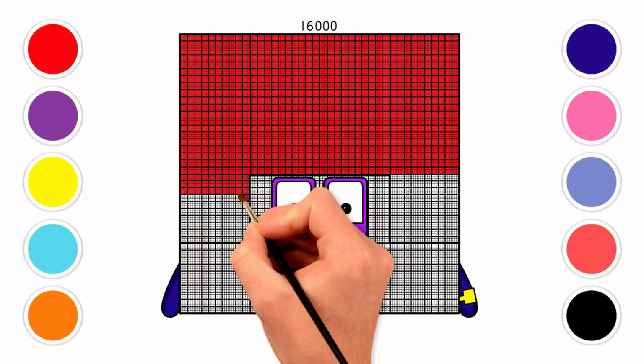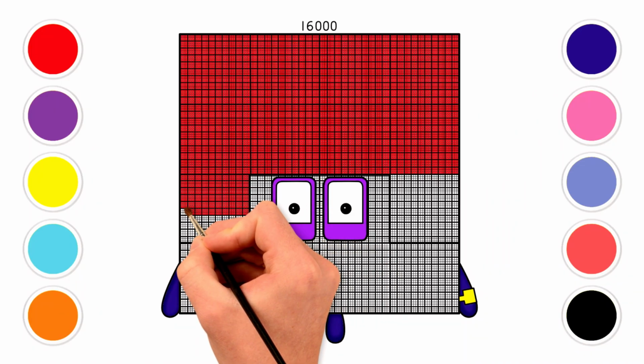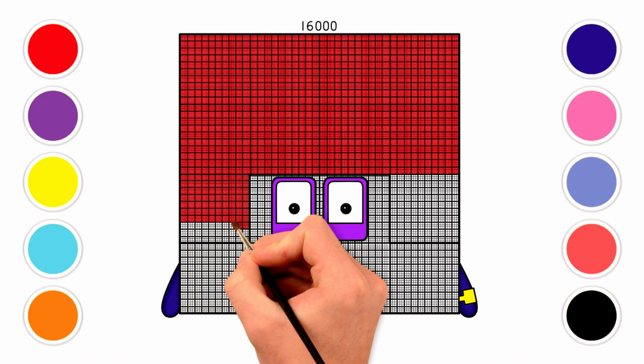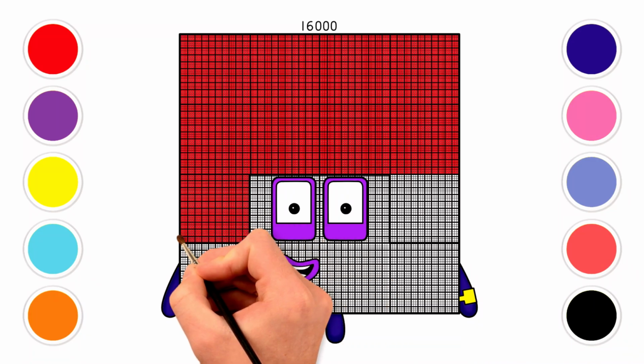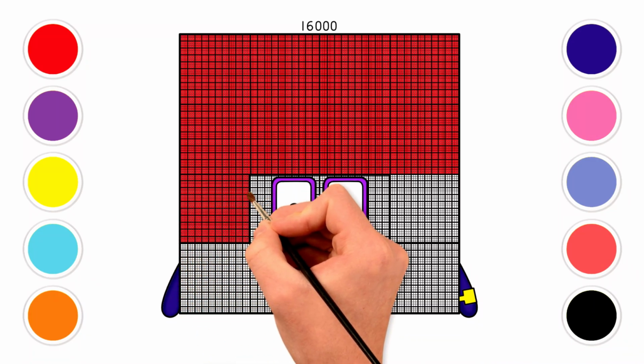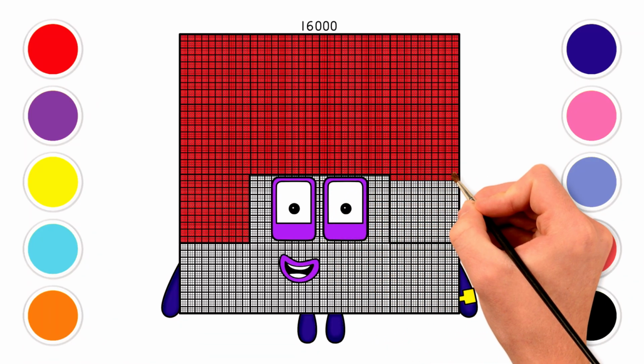1 little block, 2 little blocks, 3 and 4 and 5 in line, 6 and 7, 8 and 9, 10 together looking fine. Add them, stack them, count them tall. Numbers growing all the time. Drawing every single block makes our artwork super prime.